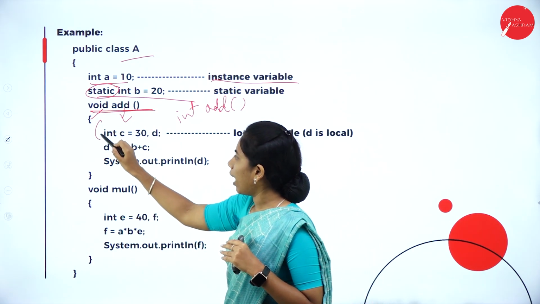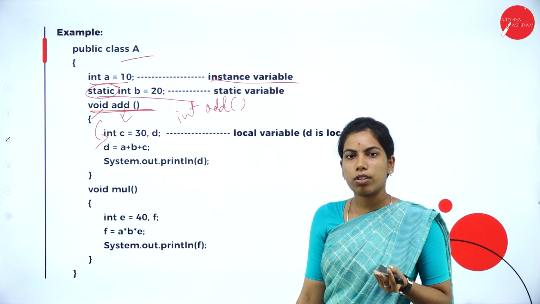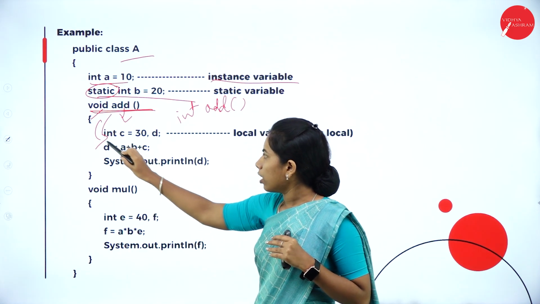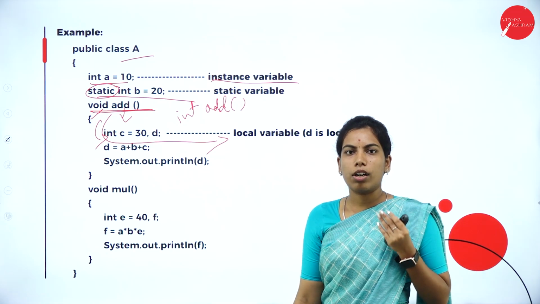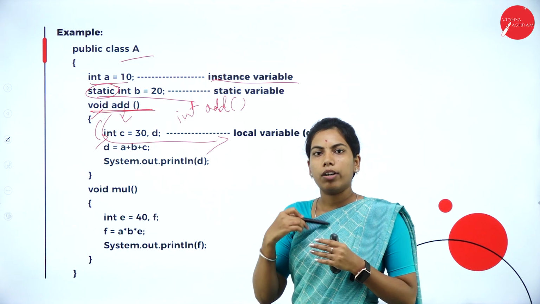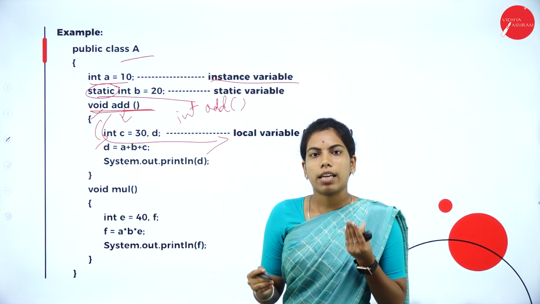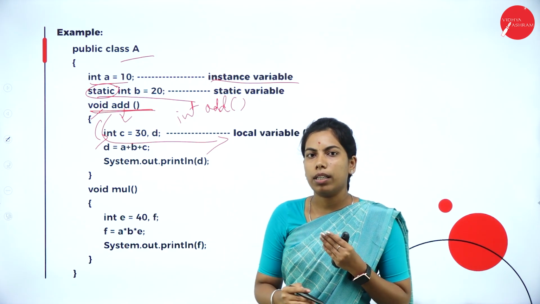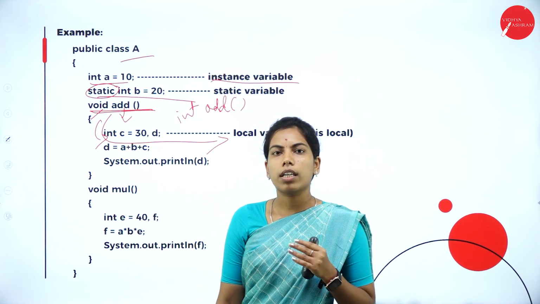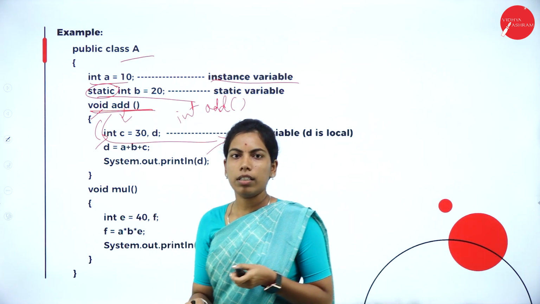But inside the method, I have other variables: int c is equal to 30, and d, which is also a variable, but I have not assigned any value to the d variable. Here inside the method, when I declare a variable, that is called a local variable. So inside the class can be a static variable and also an instance variable. The difference between static and instance variable is that the static keyword is used for the static variable. But a local variable we have to declare inside the method only. That is a demonstration of all three variables in one program.